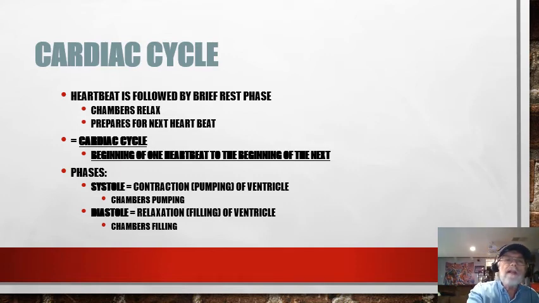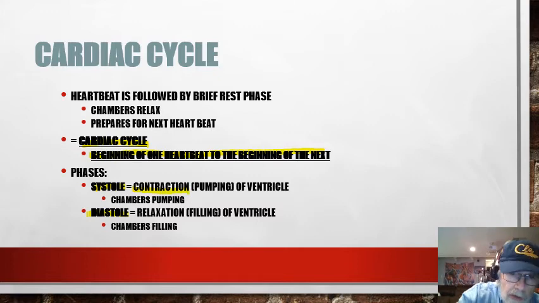And so that gets me to what we call the cardiac cycle. The cardiac cycle, by definition, is the beginning of one heartbeat to the beginning of the next. We talked about that earlier. Now, two words are essential. Next time you want to get a tattoo, this is what you need to have put in your tattoo. One is systole, and the other one is diastole.